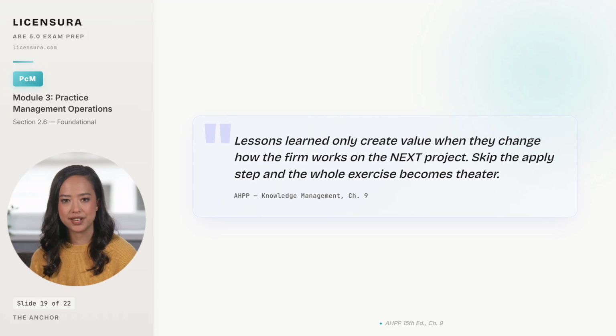The meeting still happens, the form still gets filled out, the team still nods at the conclusions, but if nothing changes in the firm's standards, details, or templates, the entire process is theater. A firm that runs lessons learned reviews and never updates its standards is performing a ritual it has confused with a process, and it is performing it expensively every single year. Close on what you need to walk away knowing about the 6-step lessons learned process.